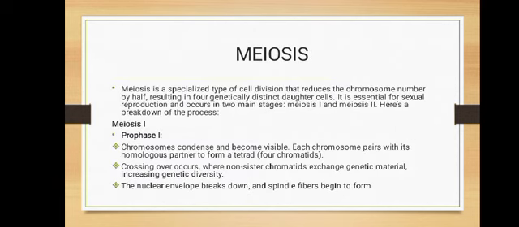Then we go straight to meiosis. Meiosis is a specialized type of cell division that reduces the chromosome number by half, resulting in 4 genetically distinct daughter cells. It is essential for sexual reproduction and occurs in two main stages, that is meiosis 1 and meiosis 2. So in meiosis 1, we want to understand what's happening there.